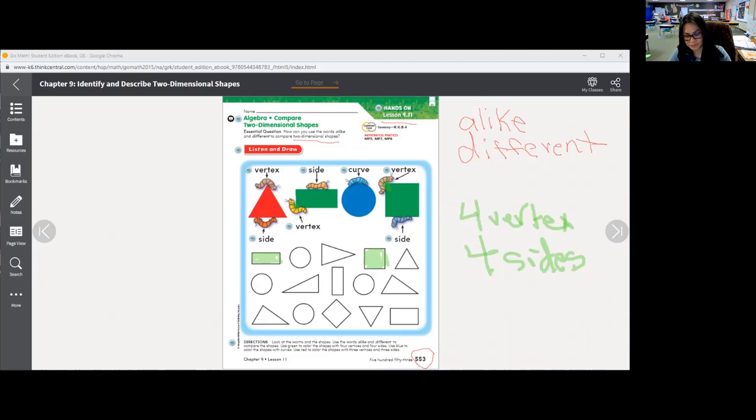Yes or no? No. Are you sure? Okay. Yes, it does. It has 1, 2, 3, 4, and 1, 2, 3, 4. So it does have that. It has 4 sides and 4 vertex. So we are going to color it green.